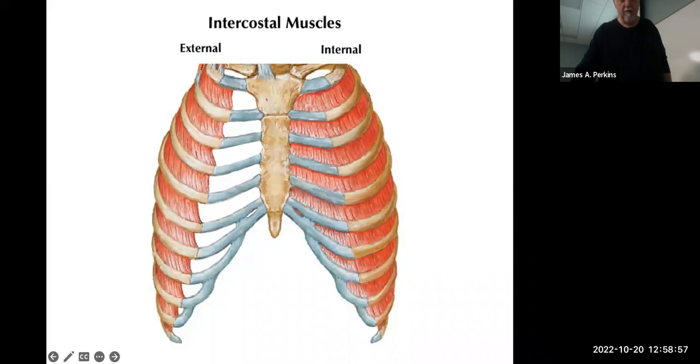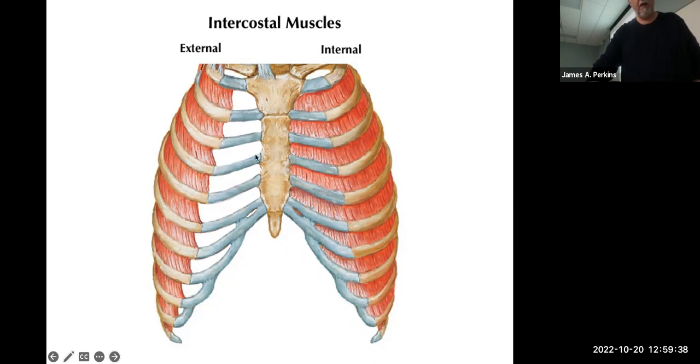The next layer of muscles is called internal intercostals, which makes perfect sense. A couple of differences between the internal intercostals compared to the externals. For one thing, the internal intercostal muscles actually do continue all the way around to the sternum, lying not only between the bony parts of the ribs, but also lying between the cartilaginous costal cartilages.